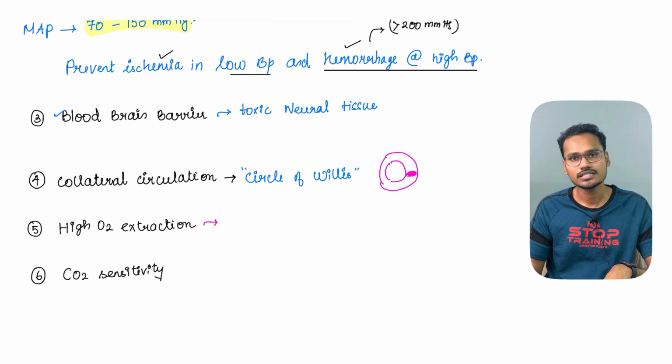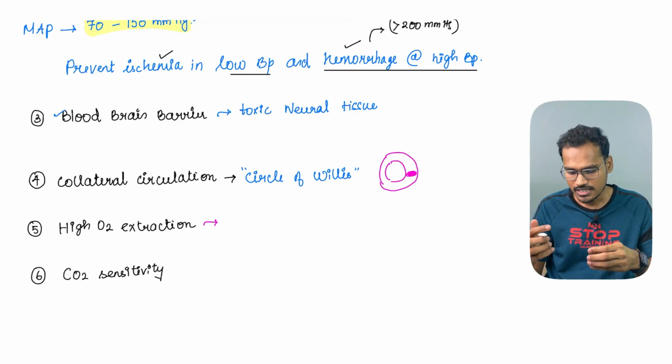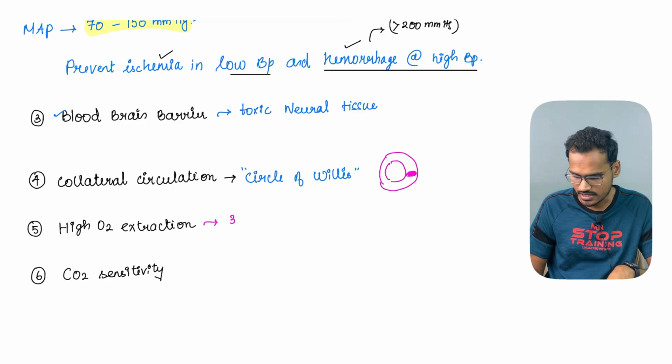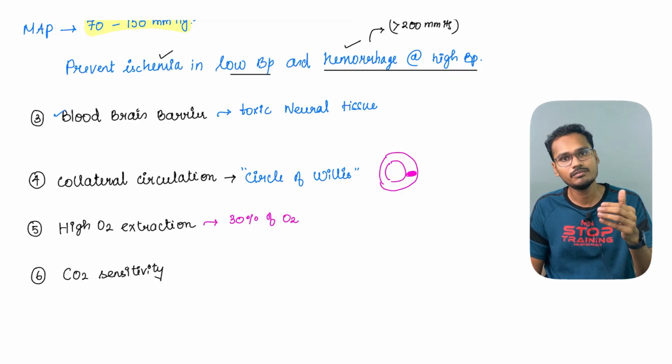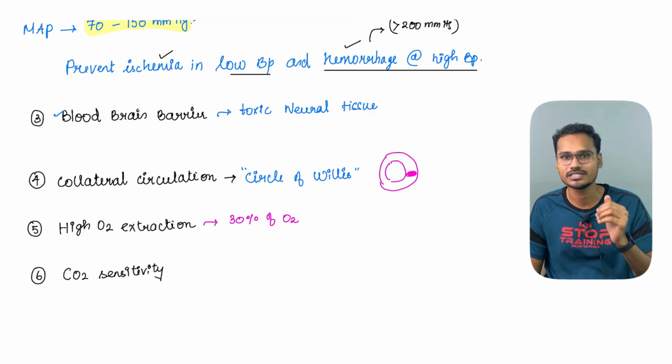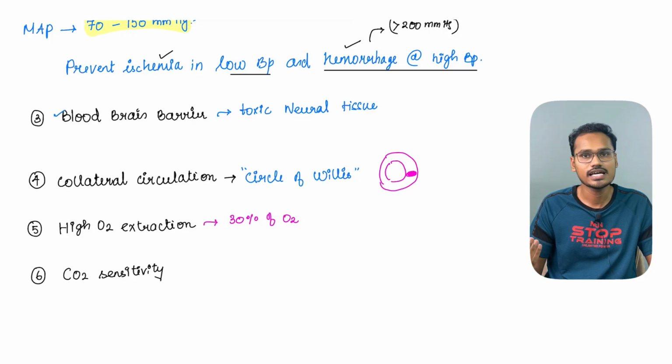Normally, in some of the tissues, the oxygen extraction will be around just 20%, but this has a high oxygen extraction, like 30 to 50%. Whereas in the cardiac tissue, it is very, very high. We will be reading about the coronary circulation. There you will see an extraction ratio of 70 to 80%. But still, here also there is a high extraction ratio in comparison to the other tissues.